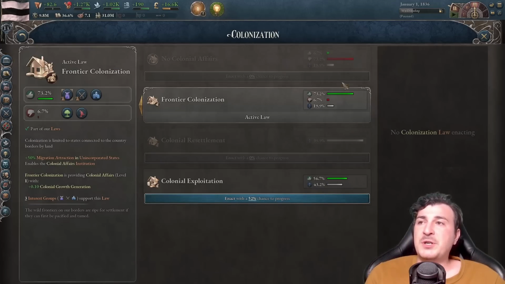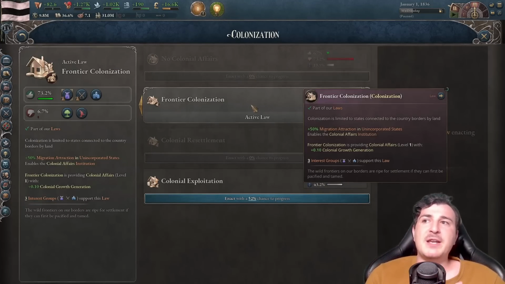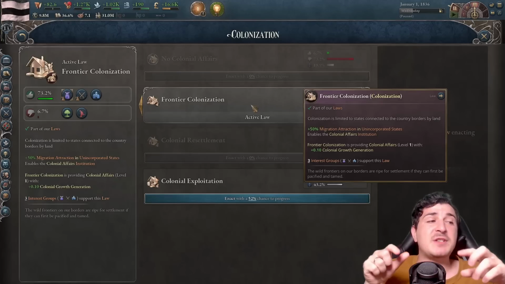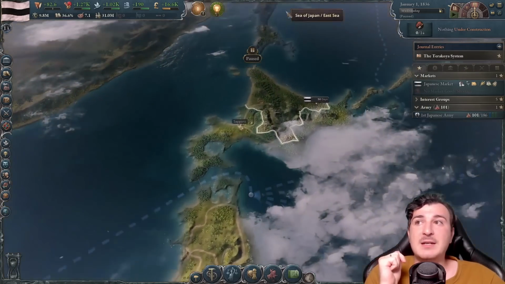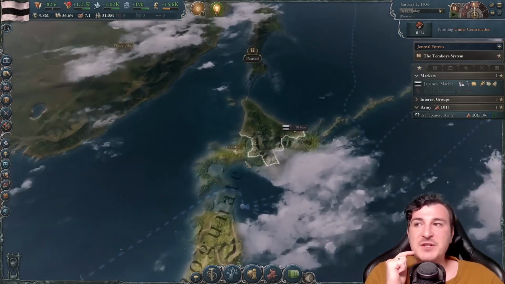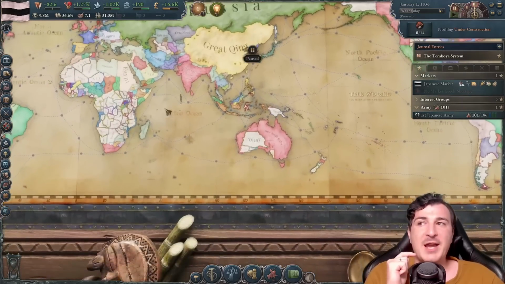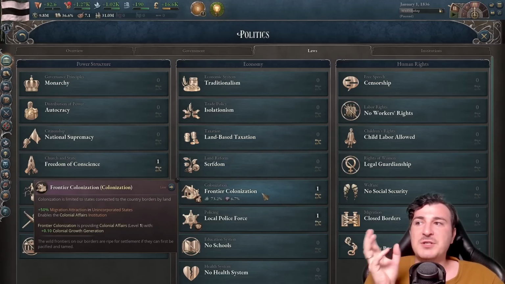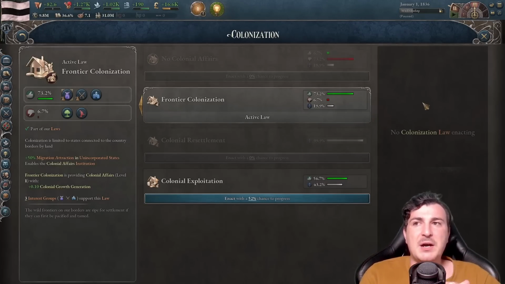Colonization is fairly straightforward. No colonial affairs means you cannot colonize. Frontier colonization means you can only colonize provinces that you have an adjacent province to. So we can colonize Hokkaido and Sakhalin because we have adjacent provinces to those, but we cannot colonize with frontier colonization anywhere else on the planet. Usually the nations that start with frontier colonization are Japan, the USA, Mexico, and the various Canadian nations.